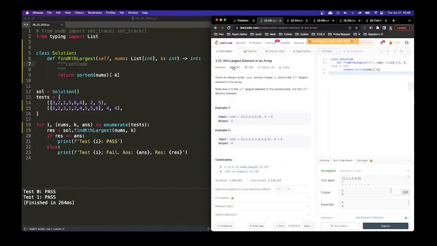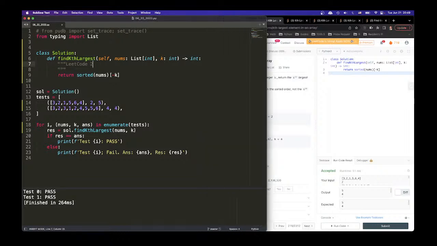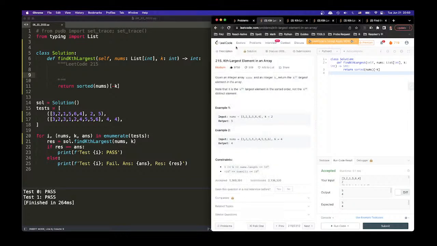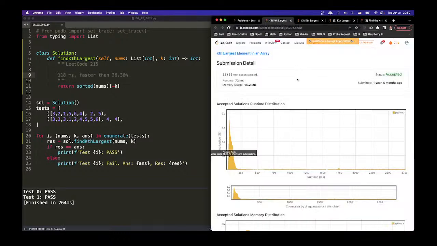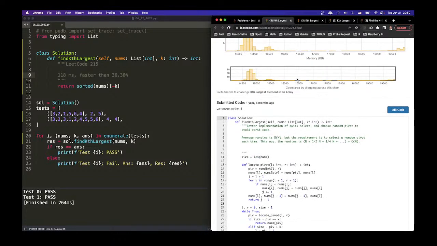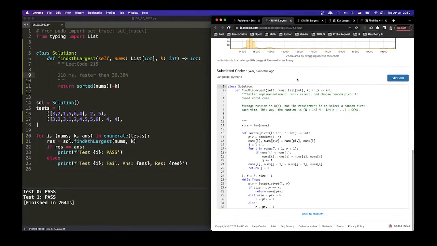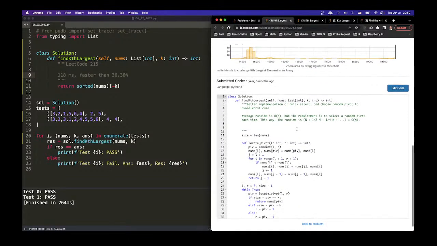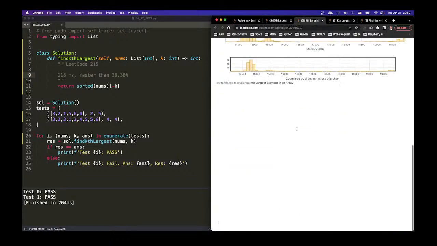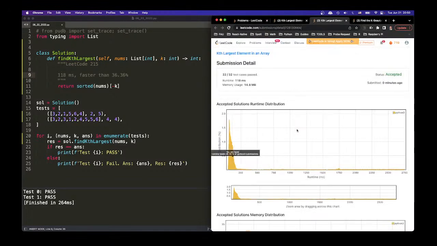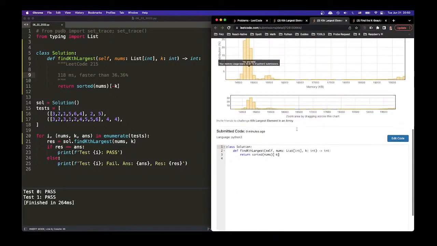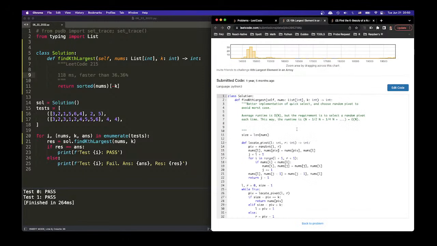This one is 2:15. Alright, so this one, 32 test cases. Oh, it's a quick select. What is this? I was trying to implement it, but didn't. 32 is the same. Alright, so quick select.